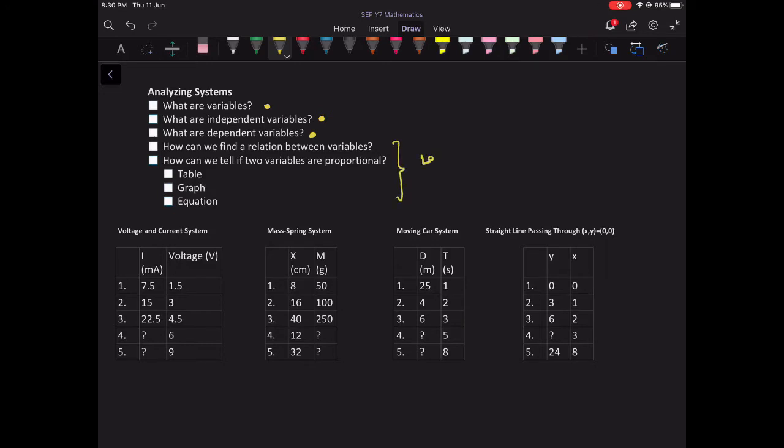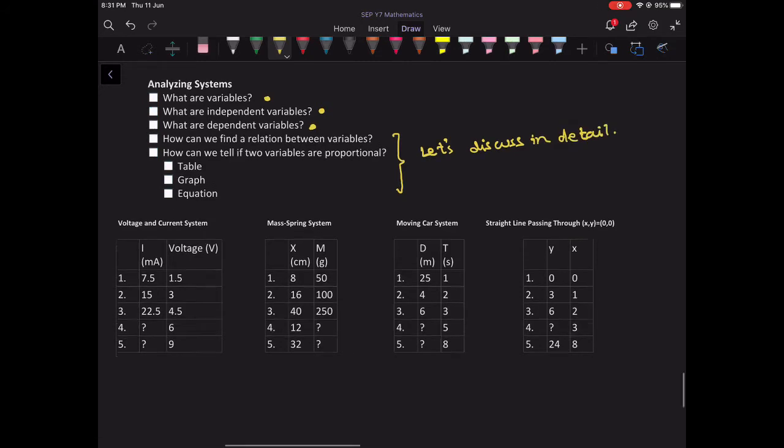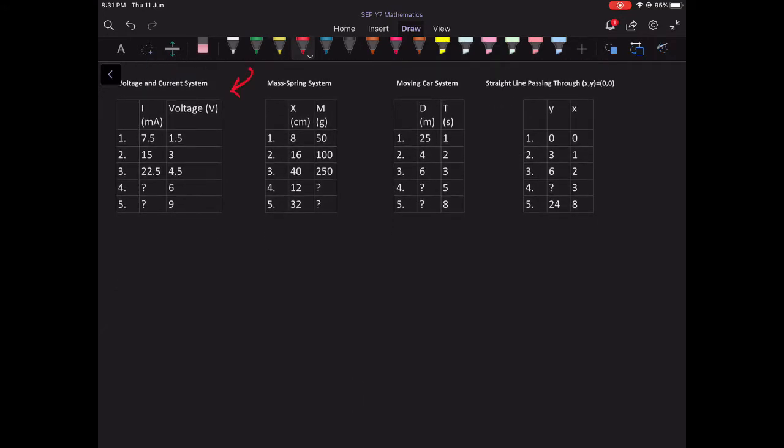The main focus of today's lecture, however, is finding a relation between variables and telling whether or not the two variables are proportional. Let's begin with the first system, that is the current and voltage system in a circuit. Some values are given in the table from the experiment conducted. These values can be written in the form of ratios. From our previous lessons, we can see that all these ratios are equivalent. Therefore, when we write them in the fraction form, we put an equal sign between them.